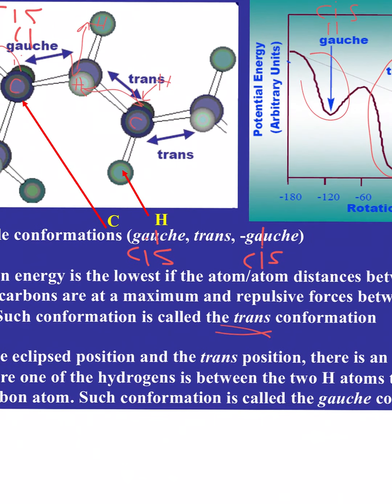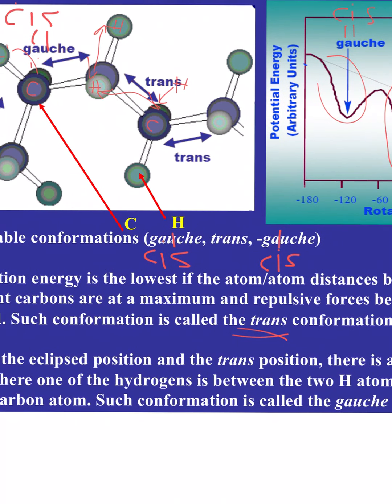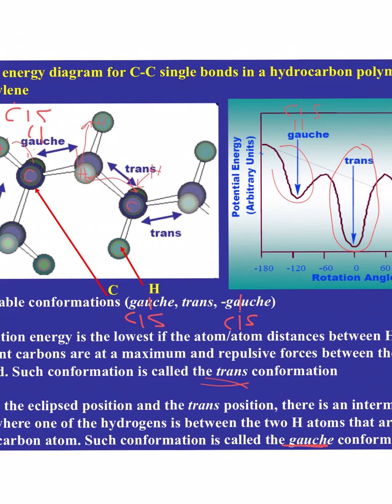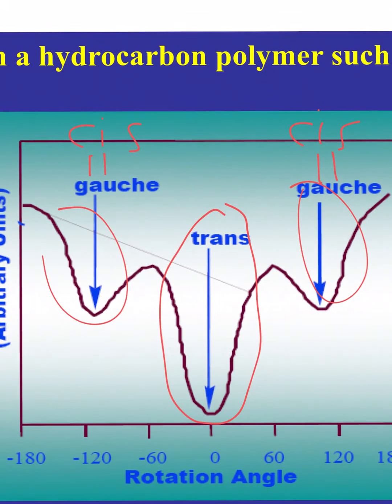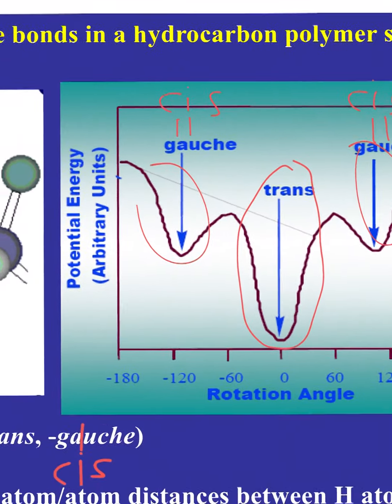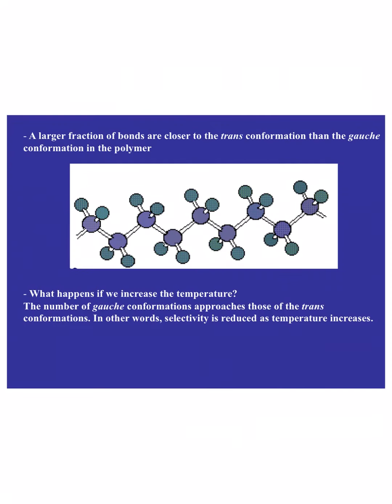And that lowest energy, as stated, is the trans conformation. Okay, and then between the eclipsed portions, and this gets into the three-dimensional aspects of it again, which you don't need to worry about, there is an intermediate position where one of the hydrogens is between the two hydrogen atoms on the adjacent carbon atom, and this is called the gauche conformation, which gives you this higher energy, same side configuration. And so that's all well and good, because the energy necessary to make that transition between one state and the other is now available.